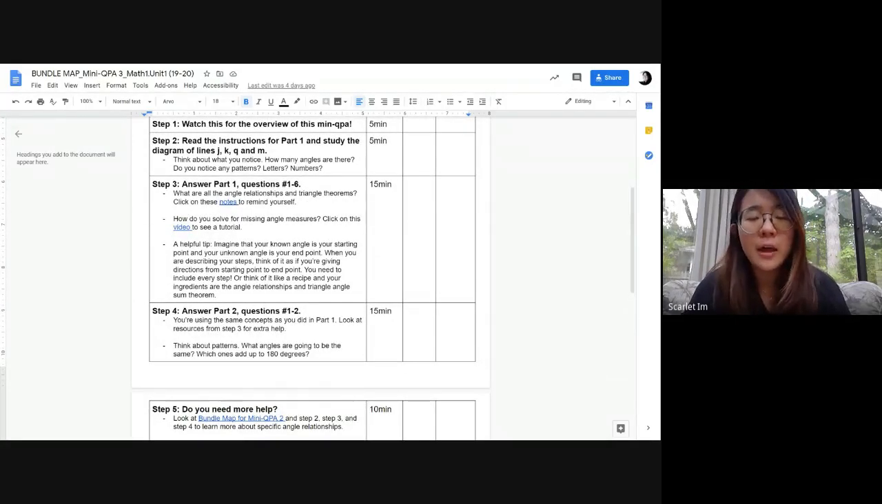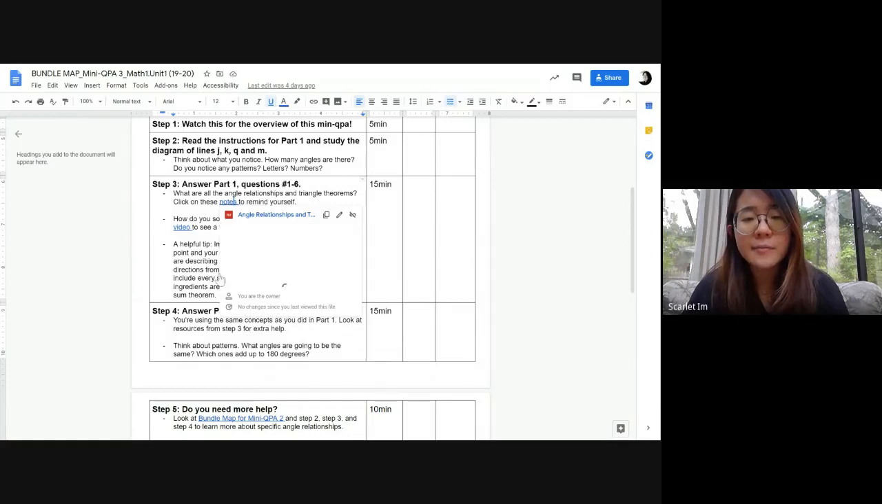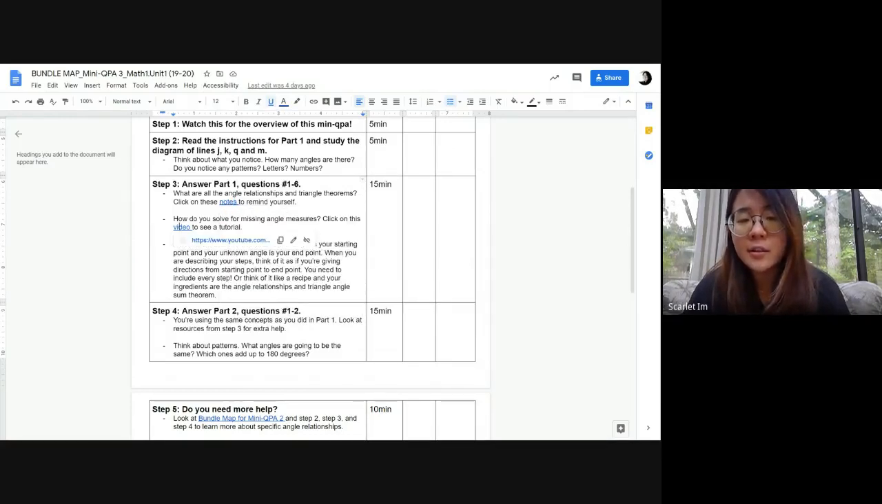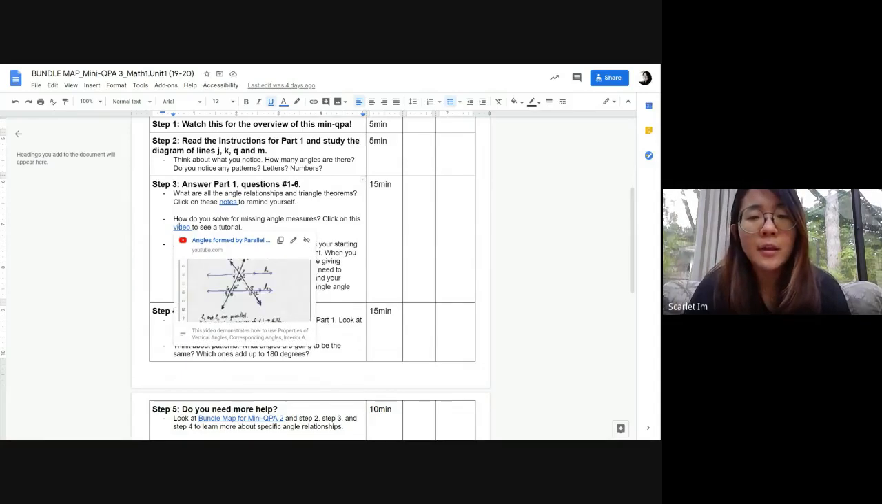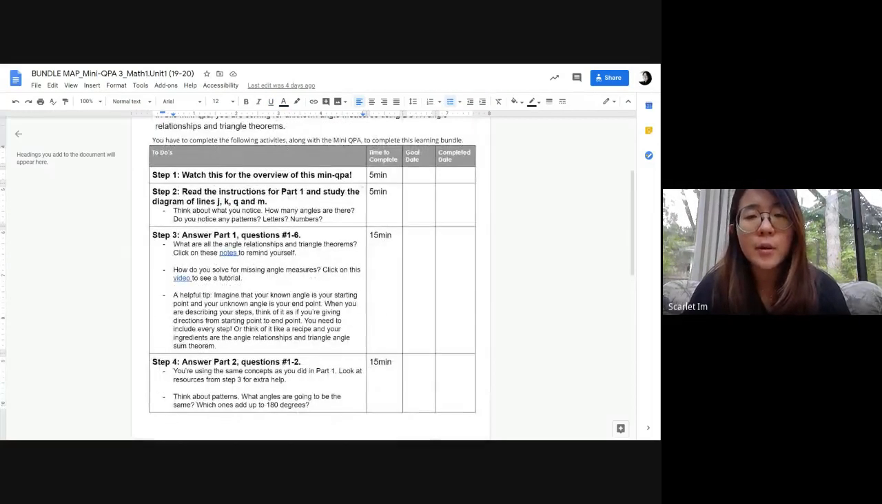I give you some helpful tips. I give you some notes that you can look at. If you click on it, you can kind of see notes. My computer is kind of slow right now. I included videos that you can watch that might be helpful. I really use this map to kind of go through the assignment.